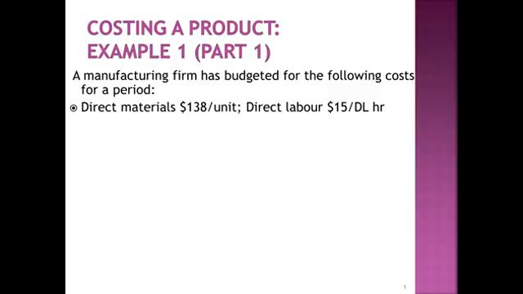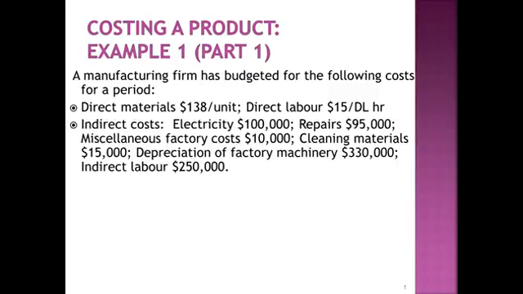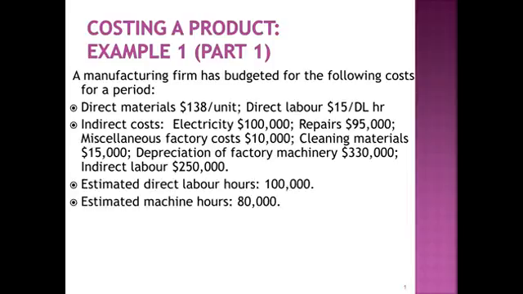Direct materials are $138 per unit, direct labour $15 per direct labour hour. The indirect costs, we've got electricity 100,000, repairs 95,000, miscellaneous factory costs 10,000, cleaning materials 15,000, depreciation of factory machinery 330,000, and indirect labour of 250,000. The estimated direct labour hours is 100,000 hours, and the estimated machine hours is 80,000 hours.